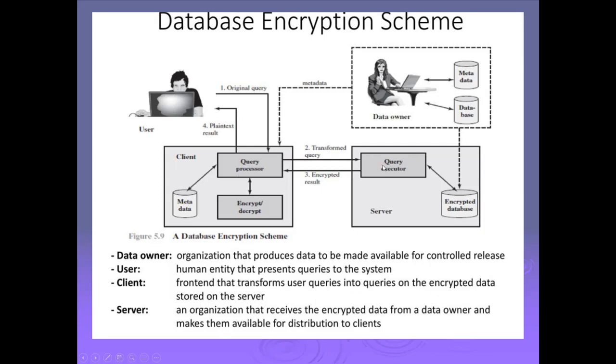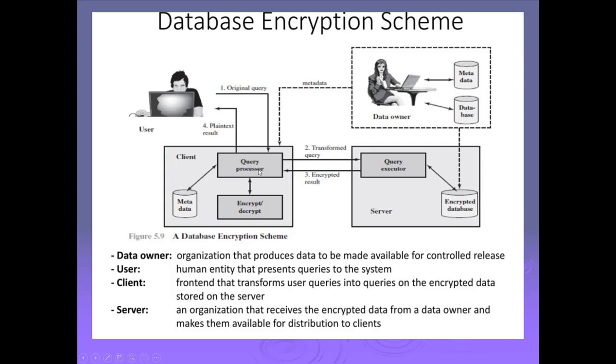So the data in the database system is in the encrypted form. It is encrypted and stored in the encrypted form. So whenever the user sends the query, that has to be processed, transformed into queries, okay, such that it is understandable to the database system, which is in the encrypted form. So now the encrypted result comes back to the client framework.